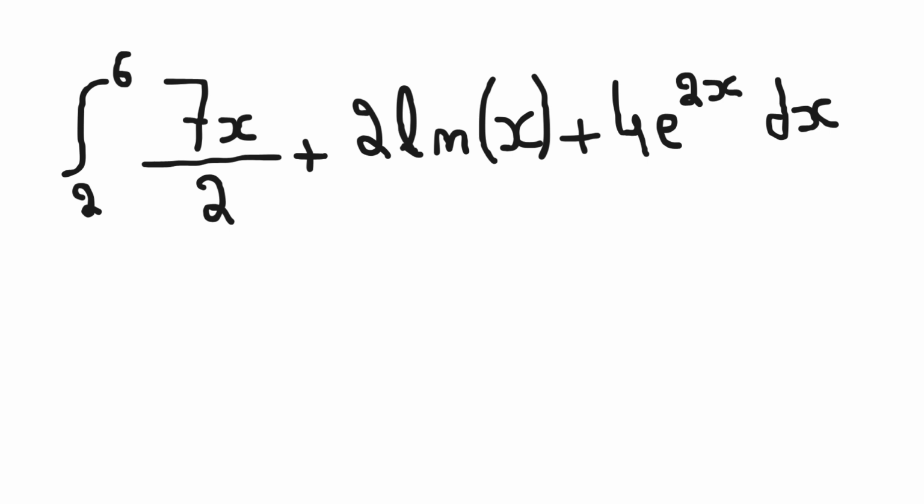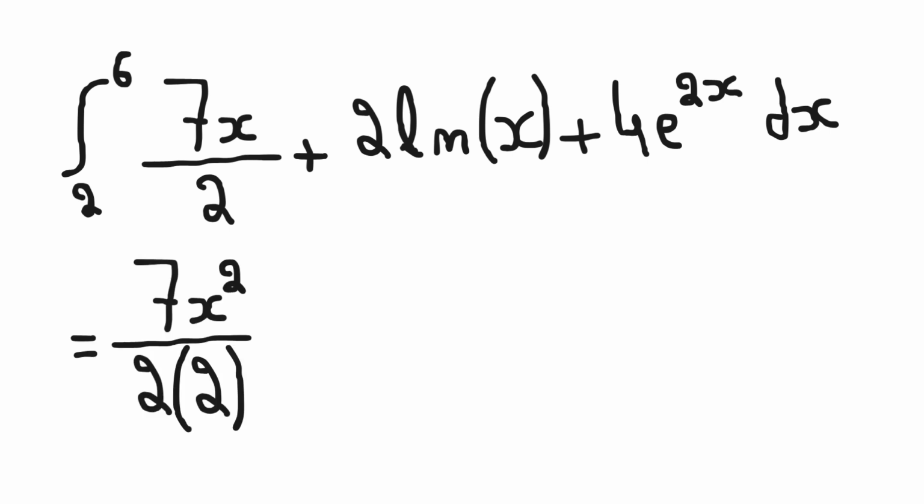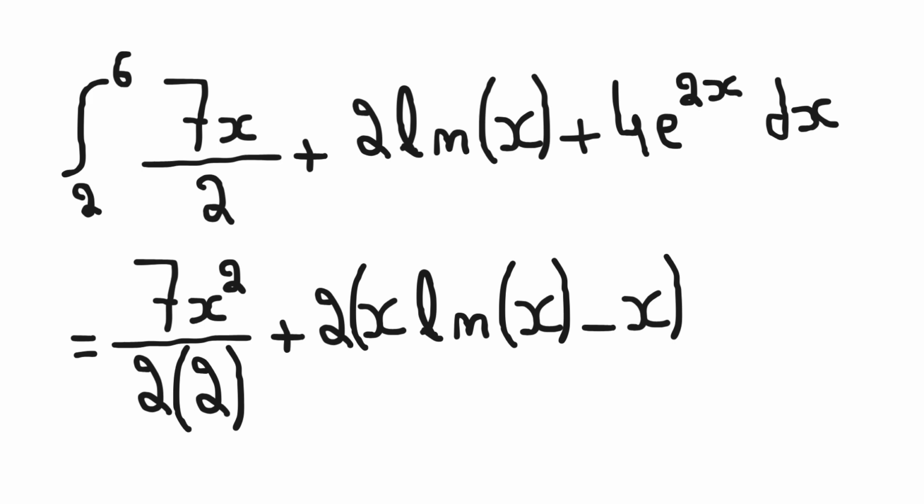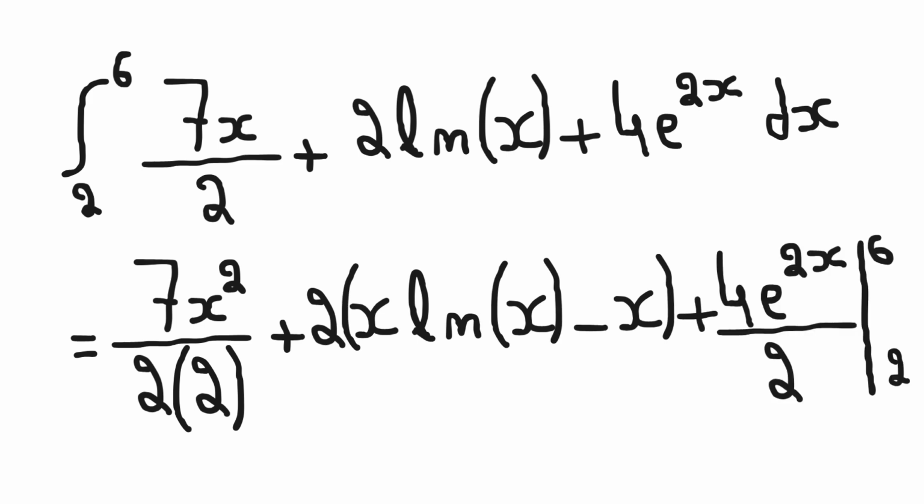So if we use them in this example, it will be 7x squared over 2 times 2, plus 2x ln x minus x, plus 4e^(2x) over 2, from 2 to 6.